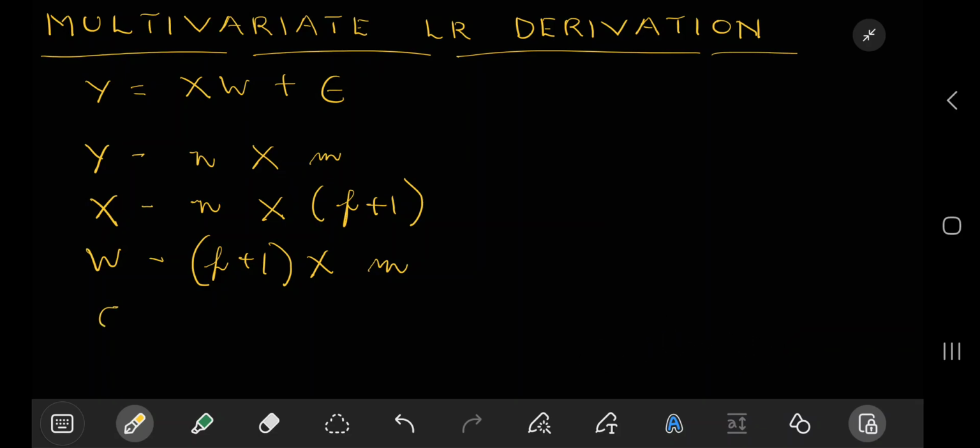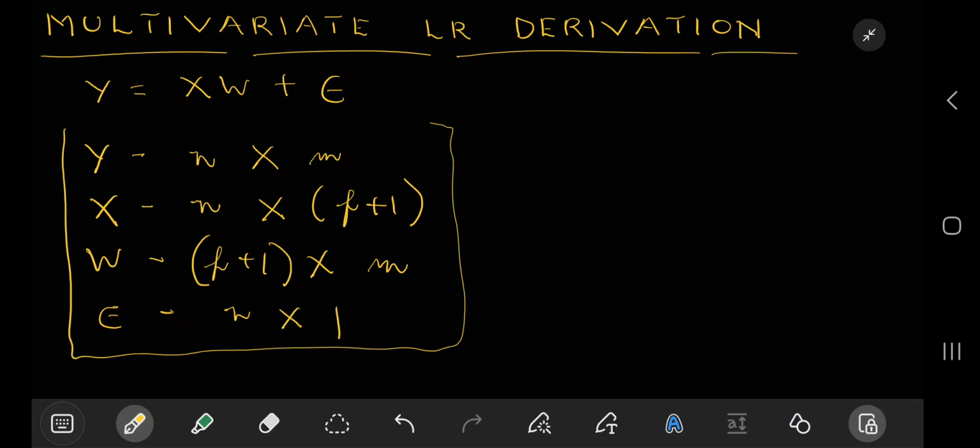And what is the dimension of epsilon? Epsilon is simply based on the number of data points, which would be n cross 1. So this is what you have to be very clear about. Only if you understand these dimensions very clearly will you be able to have a hold on the derivation that we are going to do.